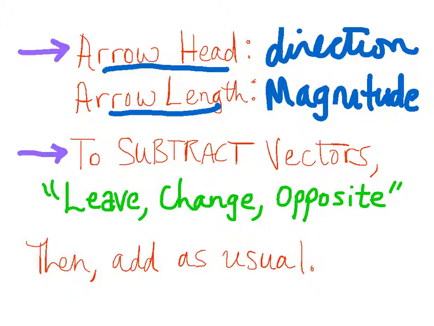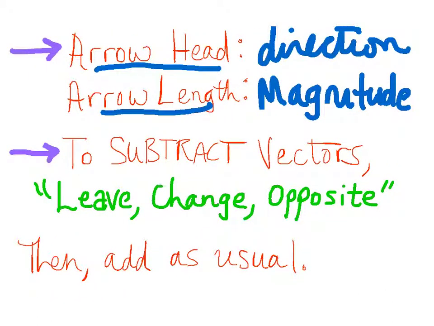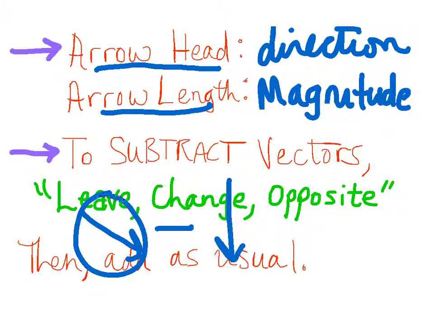Other than that, I want you to realize that if you have to subtract vectors, the best method to do that is to implement leave, change, opposite. That is, if you have this vector minus that vector, then you will leave this guy alone, you will change that sign, and you will add the opposite vector. Then, just add them as usual.